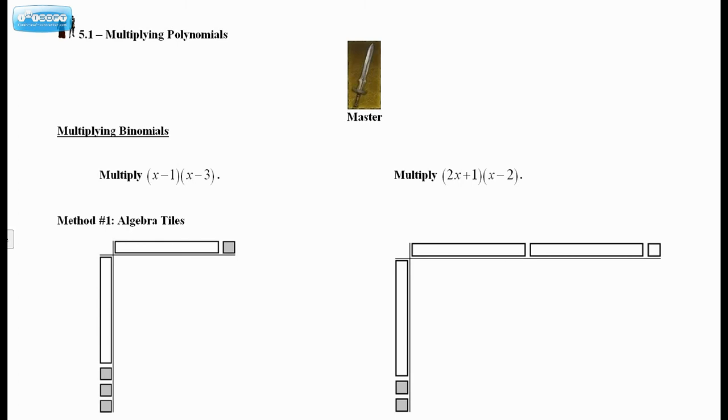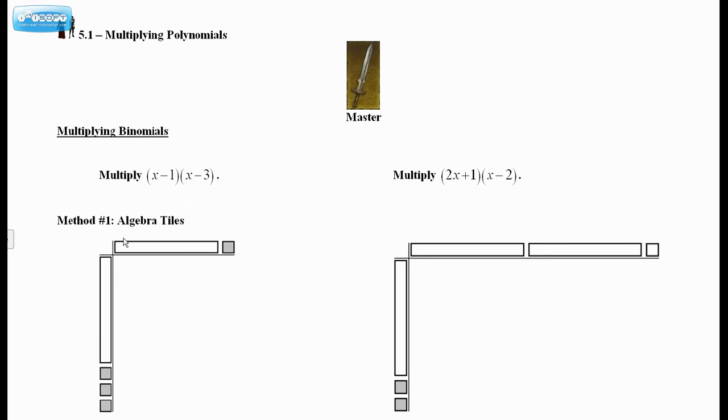Well, how do you do that? There's a bunch of different methods, and I'm actually going to show you three. One involves the use of algebra tiles, which is what was introduced in the previous video. So let's try that. Here's how it works. Now I'm multiplying x minus 1 by x minus 3.